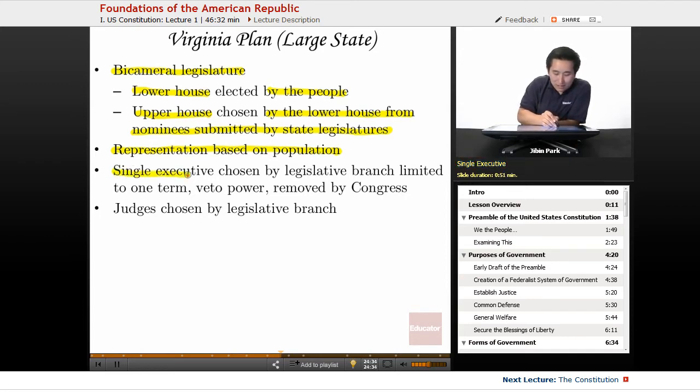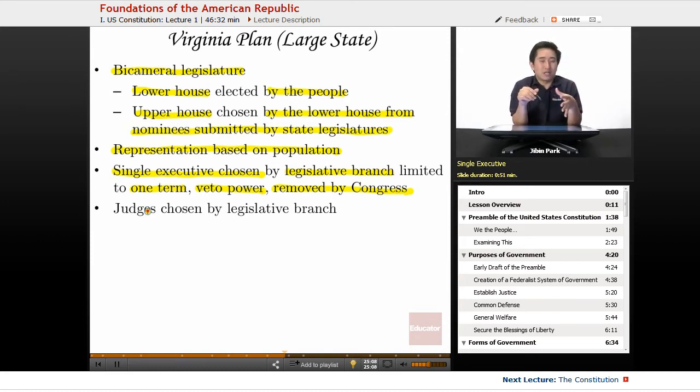And there was the idea of having a single executive chosen by the legislative branch, limited to one term with veto power, but removable by Congress. So in the Virginia Plan, the executive is clearly weaker than the executive we have currently in our Constitution. It's interesting, but at least Virginia did not view this executive as wielding a lot of power. There was a lot of mistrust in giving too much power to one individual.